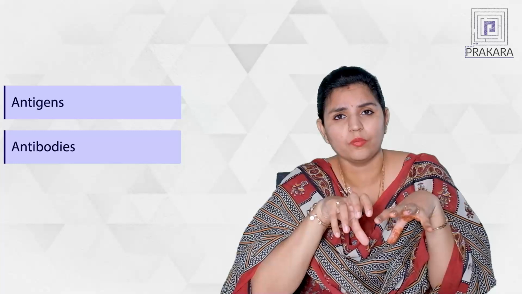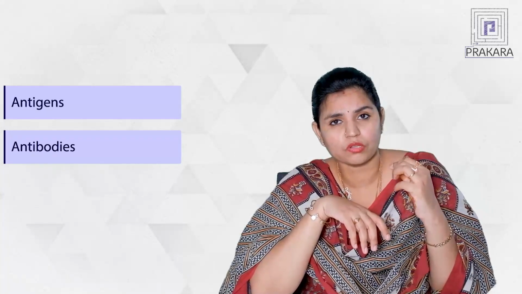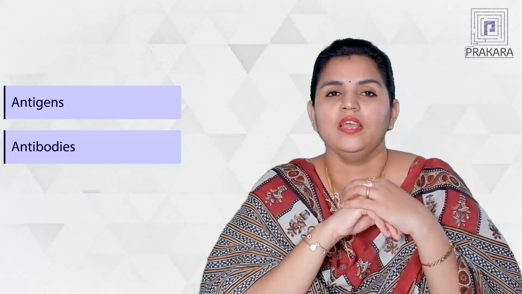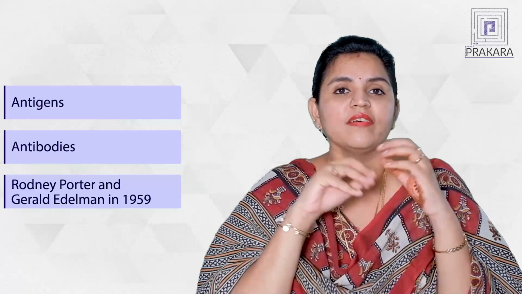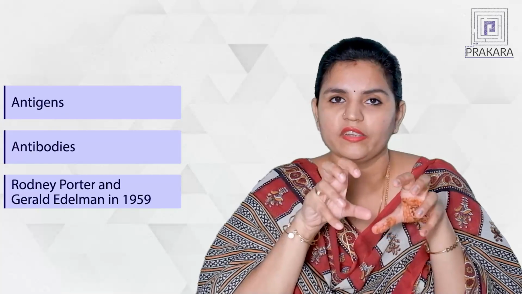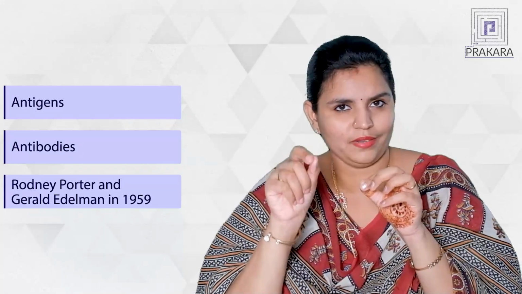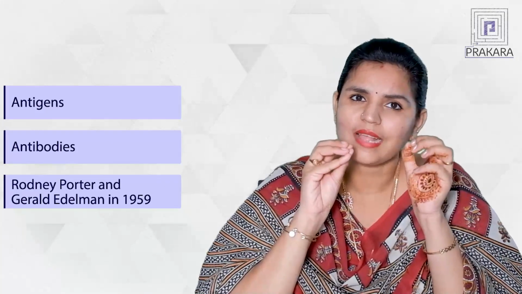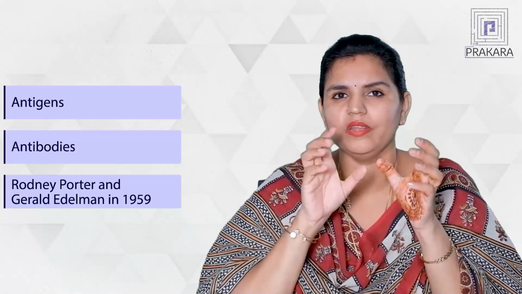Antibodies are glycoproteins which are produced by vertebrates in response to antigens. Rodney Porter and Gerald Edelman, in the year 1959, elucidated the structure of the antibody. The first structure of the antibody was explained by them. And before we go into the structure, how do the antigen and antibody interact? We'll just have a primary glance at it.